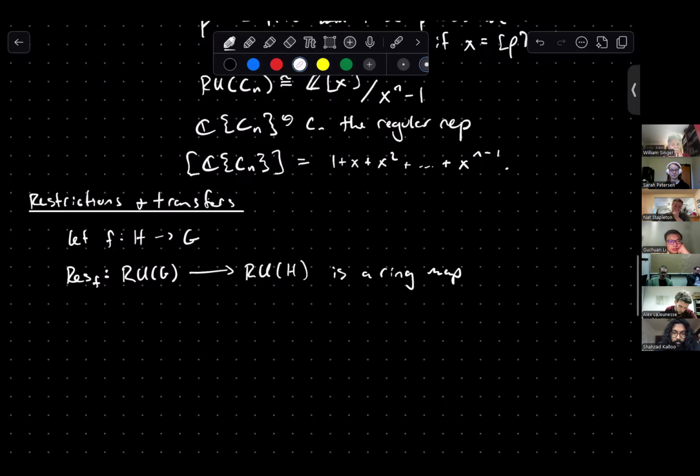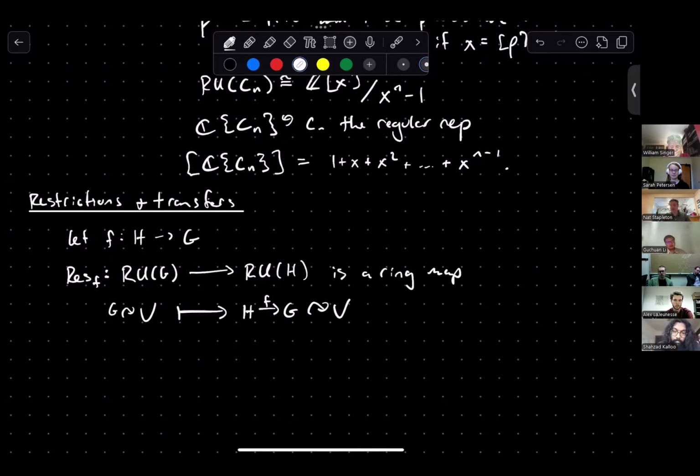And where does it come from? Well, it's induced by restriction. If I have a G representation V, well, I can pre-compose with F to get an H representation. So I've got H mapping via F to G. G acts on V, so H acts on V through F. And this gives us an H representation from a G representation, and this behaves well with direct sum and tensor product and 0 and 1. So this is a ring map. That is the easiest of all of our structure maps.